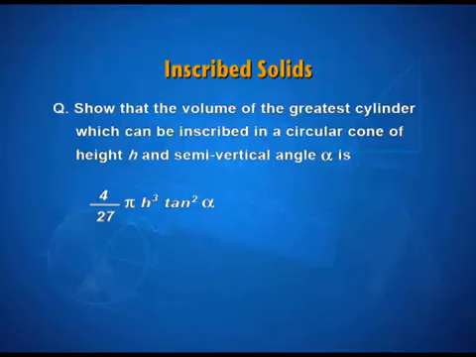Note down the question, and as I said earlier, statements are long, but these are questions from your NCERT textbook. The question says, show that the volume of the greatest cylinder which can be inscribed in a right circular cone of height h and semi-vertical angle alpha is 4 by 27 pi h cube tan square alpha.